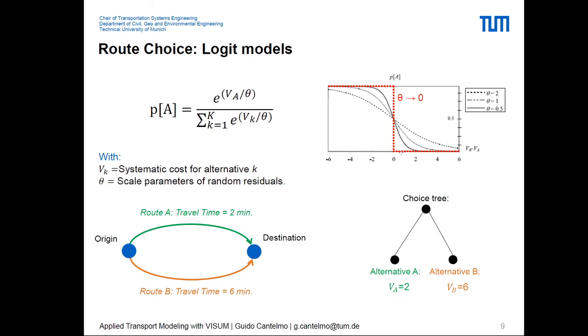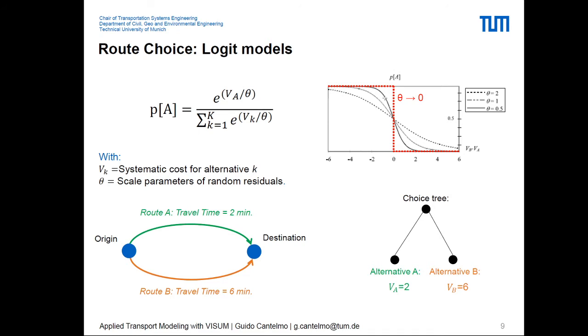If we increase the value of theta from 0 to 0.5, 1, and 2, we can see that this probability slowly starts changing its shape. And now we have that even if alternative A is more convenient, still some people will decide to go with alternative B. And if we push theta to the extreme, we will have a uniform distribution, which basically means that a user will simply choose 50% alternative A, 50% alternative B, no matter the cost.